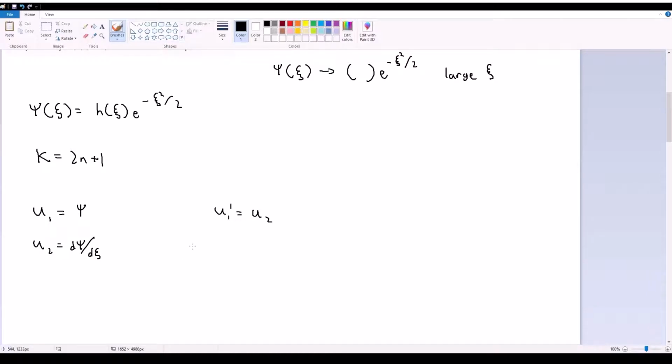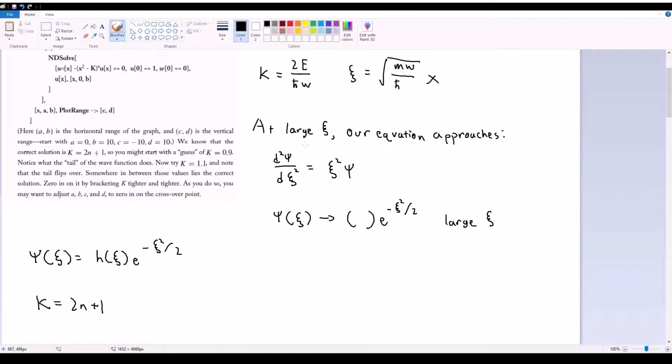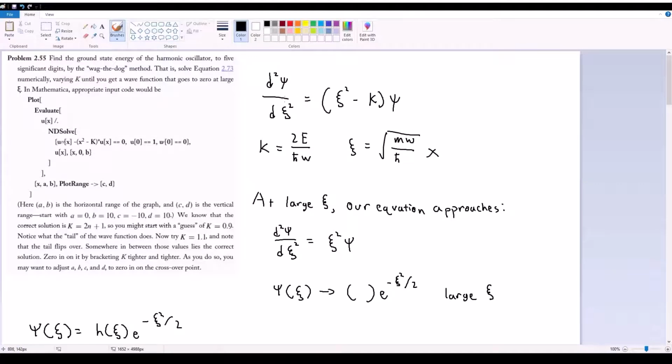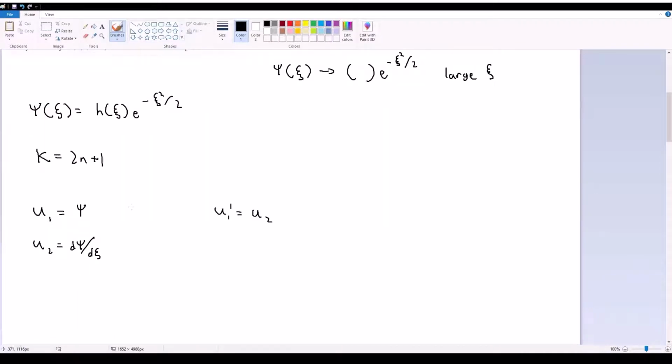And then the second term in this system of equations is going to be the direct substitution into this top expression over here, which if we do it that way, we get that the derivative of u2, aka u2 prime, which is aka d2 psi by de squared, is going to equal e squared minus k multiplied by psi, and psi is u1, so this is equal to u1.